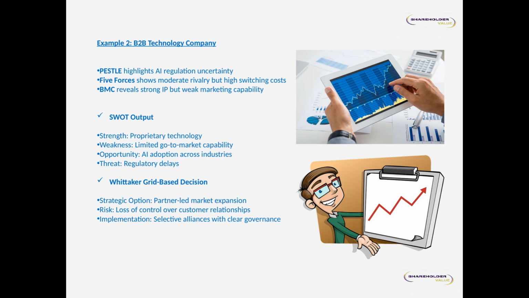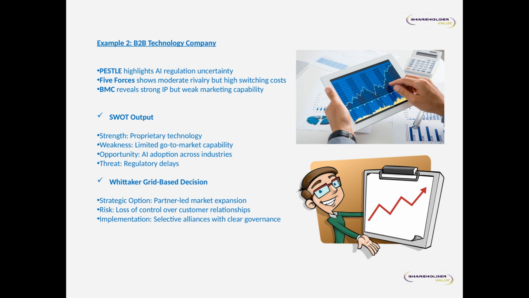The business model canvas reveals the company has strong intellectual property, which is a major asset, but their marketing capability is relatively weak, suggesting a challenge in reaching and converting customers effectively. The SWOT analysis synthesizes these findings into clear points. The proprietary technology is a significant strength, while limited go-to-market capacity is a weakness. There's a clear opportunity in the growing adoption of AI across industries, but regulatory delays pose a notable threat.